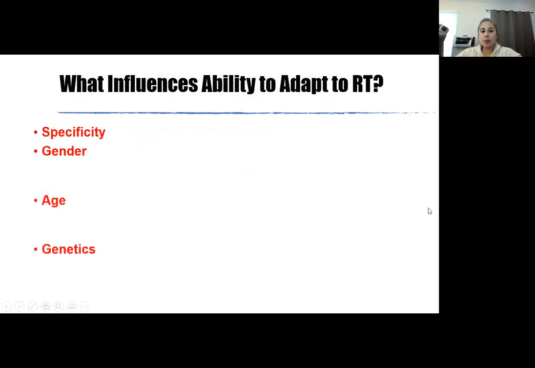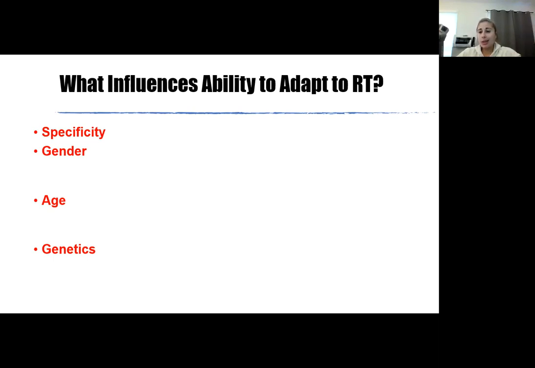All right, so again, what can influence our ability to adapt, right? Unfortunately, we know at the bottom there, genetics will play a role. However, that is not the end of the world. That doesn't mean you'll never be able to adapt to anything, right? So we'll come back to that, but let's start with specificity.